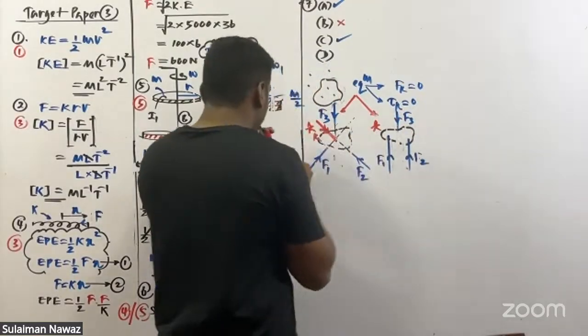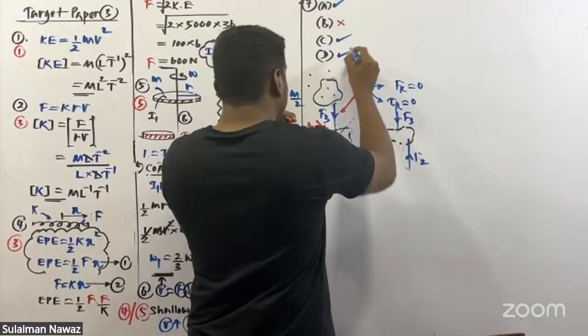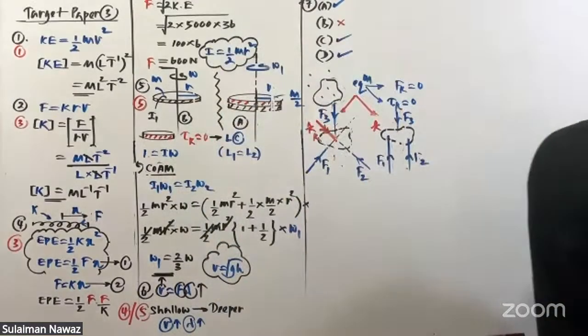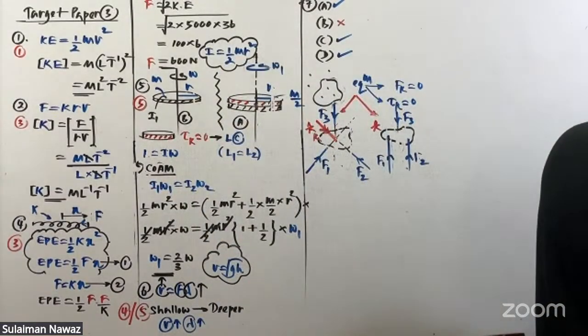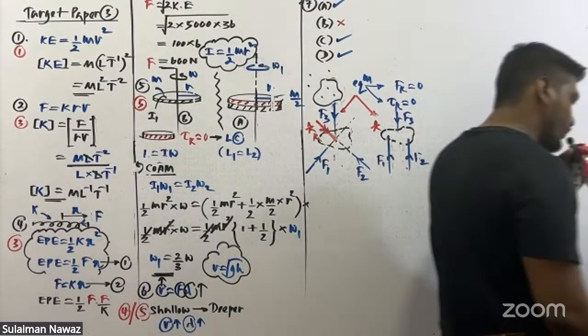Then option D is also correct. Any answer? ACD correct, any answer? Sir, for the sixth question, the fourth is also correct. Yeah, I already explained. ACD, only the fourth one is the answer.